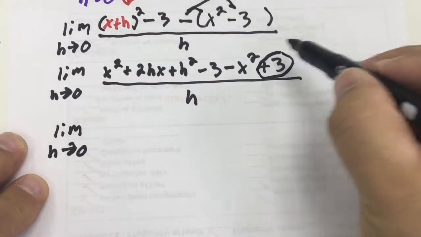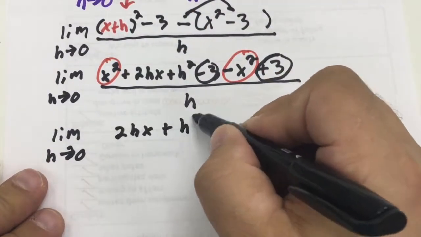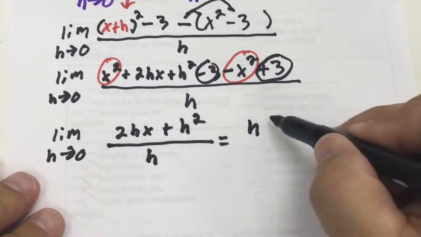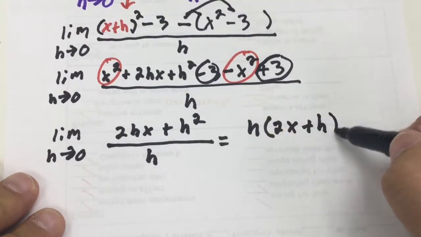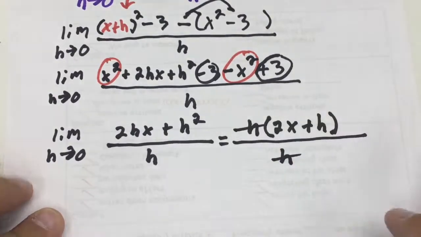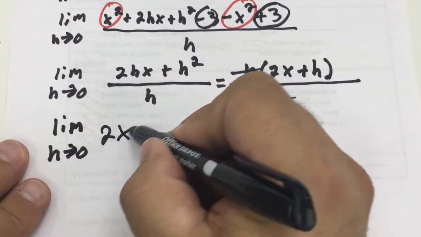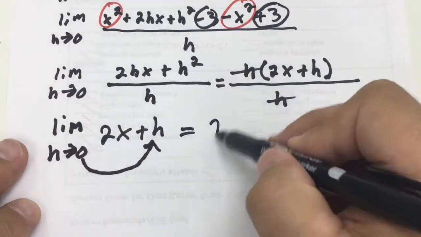Notice if I work from the back, the positive 3 and the negative 3 go away. The negative x squared and the positive x squared go away. And that leaves me with just plain 2hx plus h squared all over h. Now I can factor an h out of the top. So when I pull that h out, that's going to give me h times 2x would equal 2hx, plus h, because h times h would equal h squared, all over h. And the h's cancel out. Now I'm going to do this one more time, I believe. The limit as h approaches 0 of 2x plus h. And when I substitute 0 in for that h, I get just plain 2x.